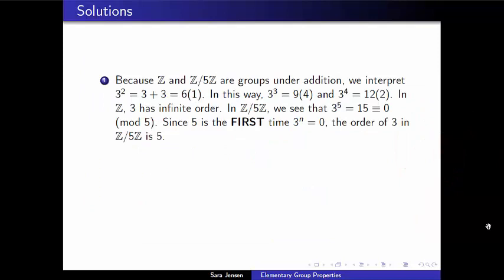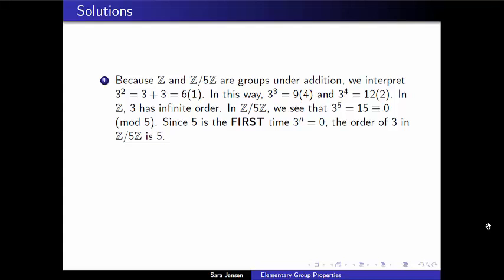First, let's take a look at that 3 to the 4th being evaluated in both Z and Z mod 5Z. This is truly an example of why we need to be careful with exponential notation. Both the integers and the integers mod 5 are groups in an additive way. The former just purely additive, and Z mod 5Z under addition modulo 5.